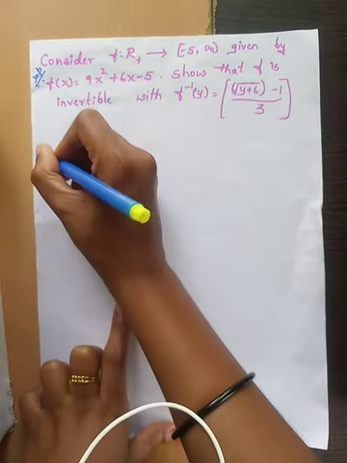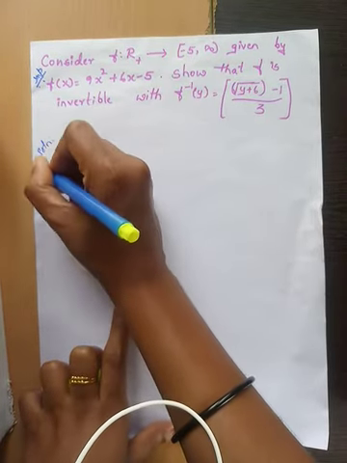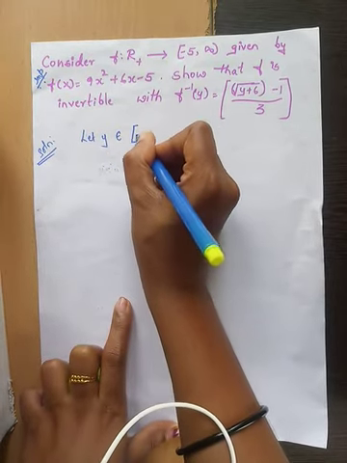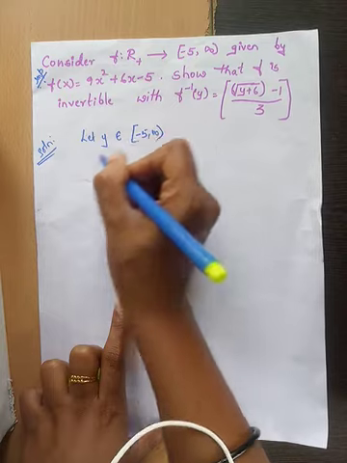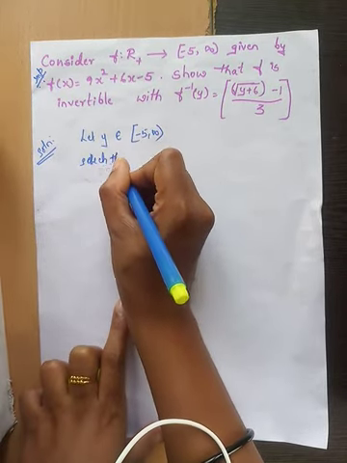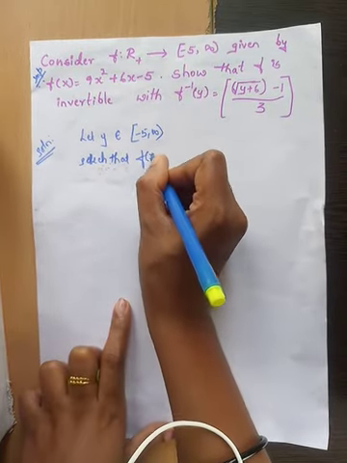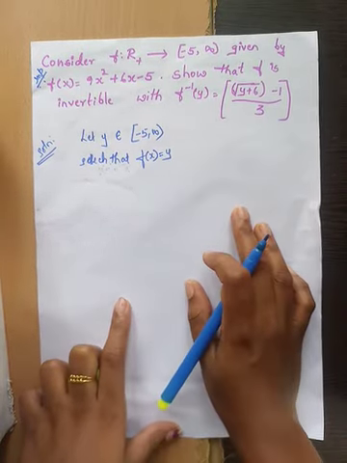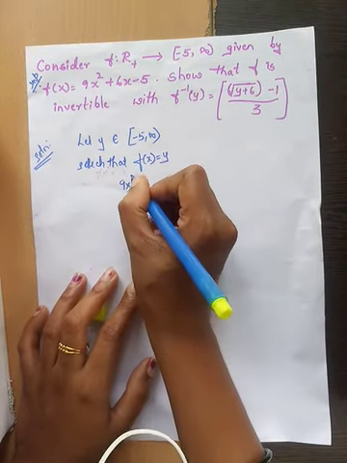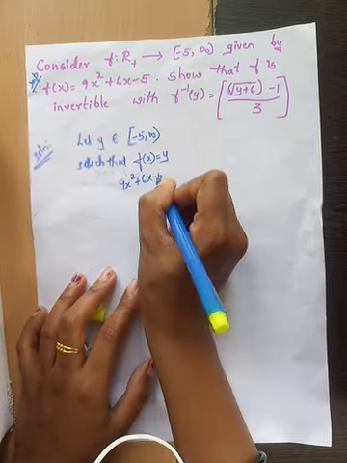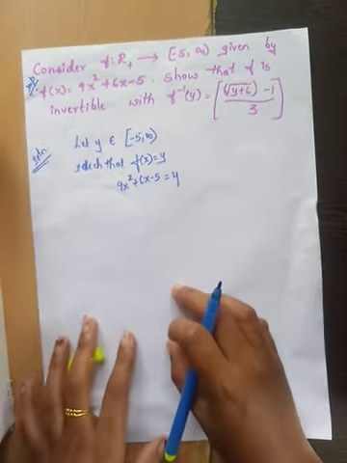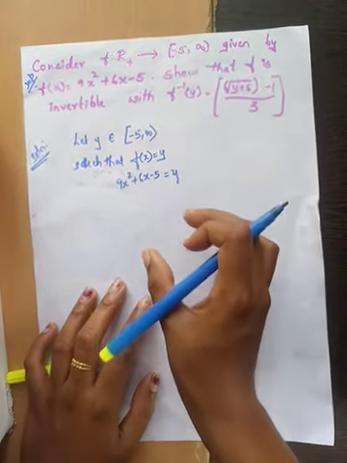Now, so far what we used to do, we used to take y belonging to the codomain, correct? What is the codomain? Minus 5 comma infinity, such that f of x is equal to y. Okay, we used to do this, f of x is equal to y. And then what is f of x? 9x square plus 6x minus 5 is equal to y. So from this we used to deduce the value of x, correct? We used to get the value of x.